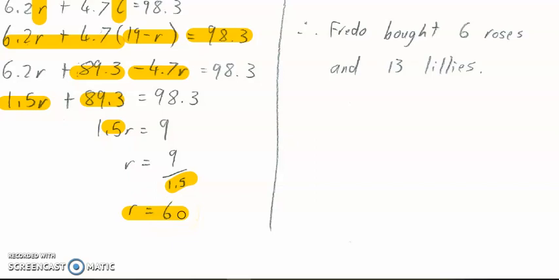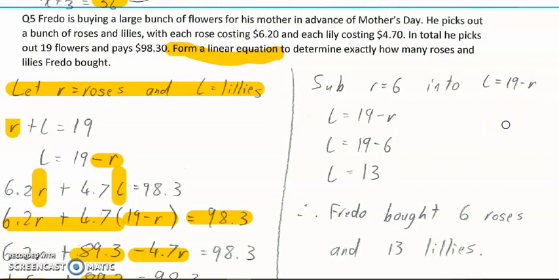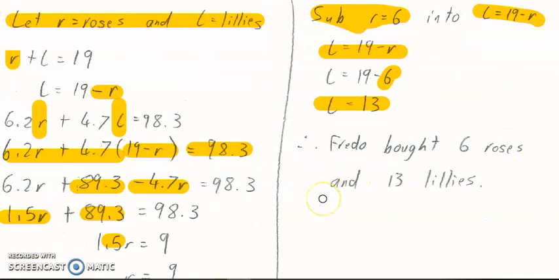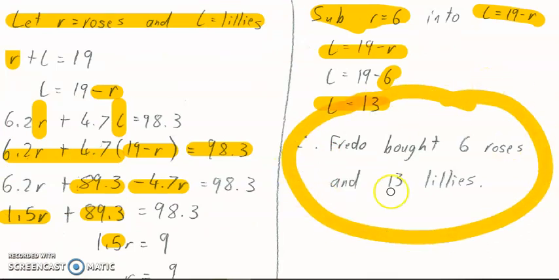So Fredo over here bought 6 roses for his mum. Again, what a good son. But it's not just asking for number of roses. It also wants to know number of lilies. So we earlier determined that lilies is equal to 19, take away number of roses he bought. So we need to substitute R equals 6 into this equation. So if lilies equals 19 take R, lilies equals 19 take 6, because that's the amount of roses he bought. So 19 take 6, well, I hope by grade 11 we realise that's 13. And once again, it's a worded question, so we need a worded statement. Fredo bought 6 roses and 13 lilies.